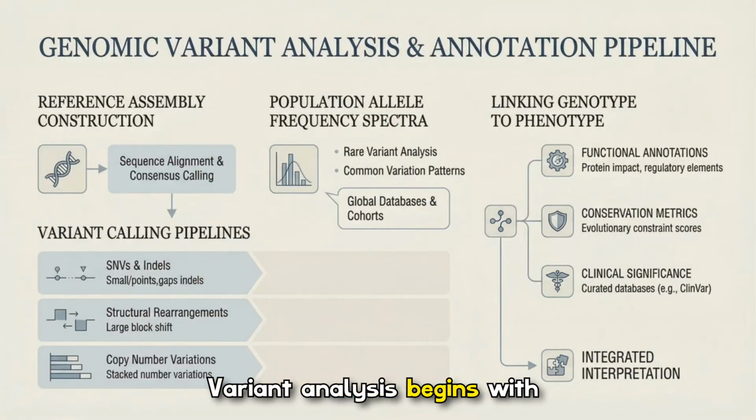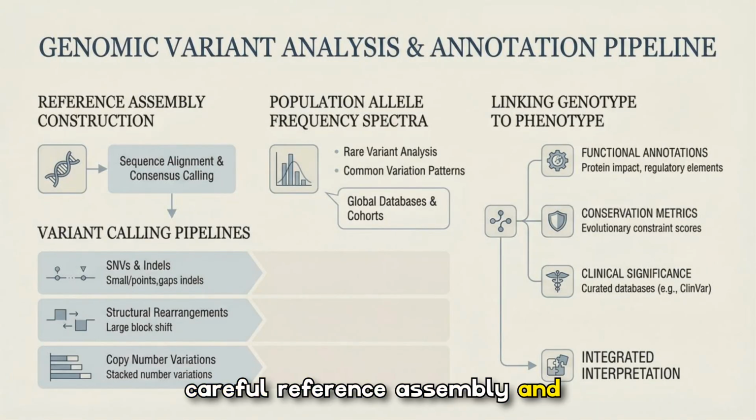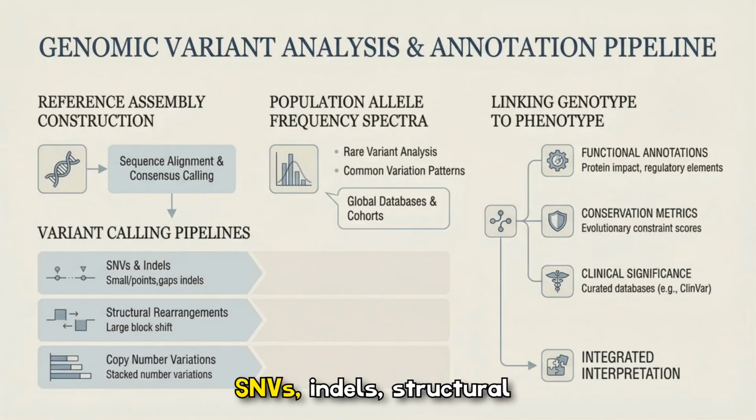Variant analysis begins with careful reference assembly and consensus calling, then moves through pipelines that detect SNVs, indels, structural rearrangements, and copy number changes. Population allele spectra and global cohorts help prioritize rare versus common variants, and annotations tie genotype to phenotype, using functional impact, evolutionary conservation, and clinical databases for integrated interpretation.